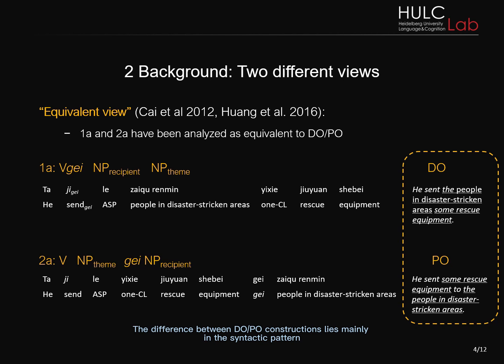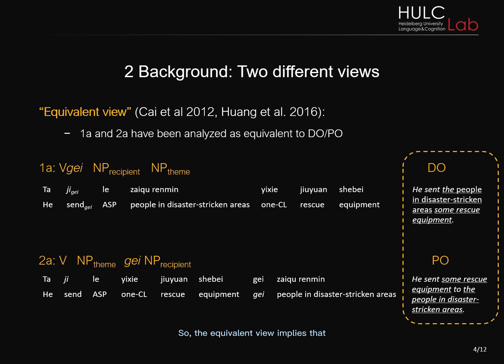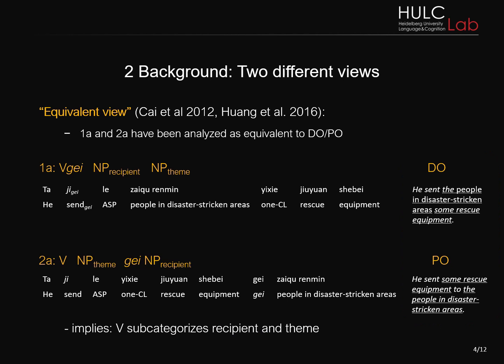The difference between DO-PO constructions lies mainly in the syntactic pattern, with the position of recipient and theme being exchanged in these 2 constructions, and the preposition appearing before the recipient in the PO construction. So, the equivalent view implies that, just like in English, the verb itself in these 2 Chinese ditransitive constructions is ditransitive, and allows the realization of both theme and recipient. In other words, the verb subcategorizes the theme and recipient.